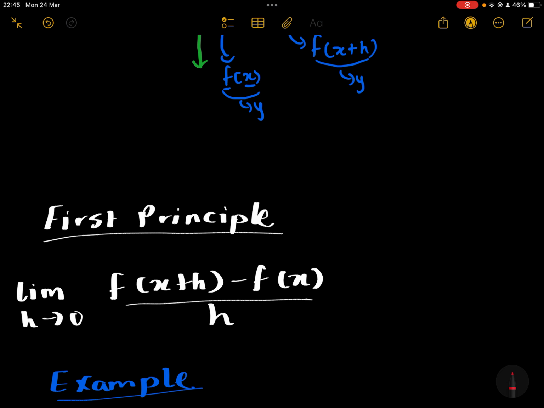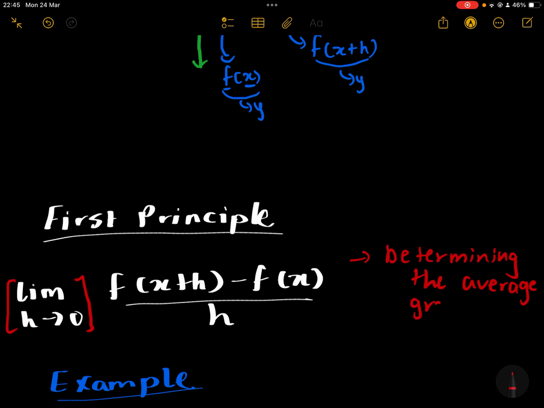The first principle, with the limit of h going to 0, always: the limit as h goes to 0 of f of x plus h minus f of x, all over h. So here we are also determining the average gradient, but we are determining it using a standard formula, which is called the first principle. So we are determining the average gradient using a standard formula, the first principle.